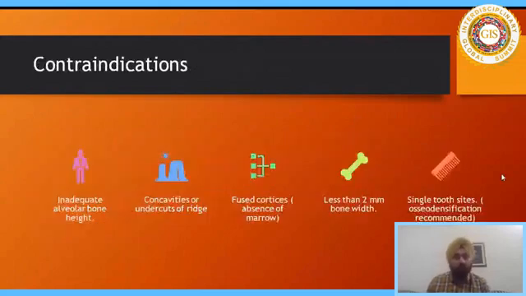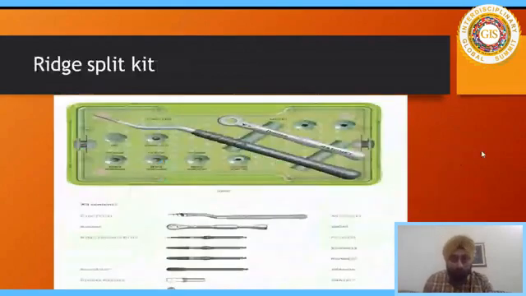The contraindications: inadequate alveolar bone height, concavities or undercuts, fused cortices, as I said, absence of marrow is not an indication for ridge split. Less than 2 mm bone width, again contraindicated. Single tooth sites are also contraindicated because there you can easily do osseodensification. This is a ridge split kit by Dentium that I normally use.